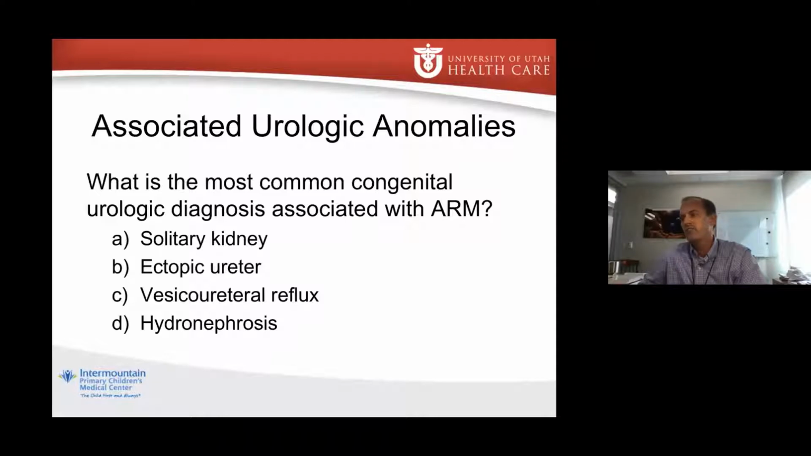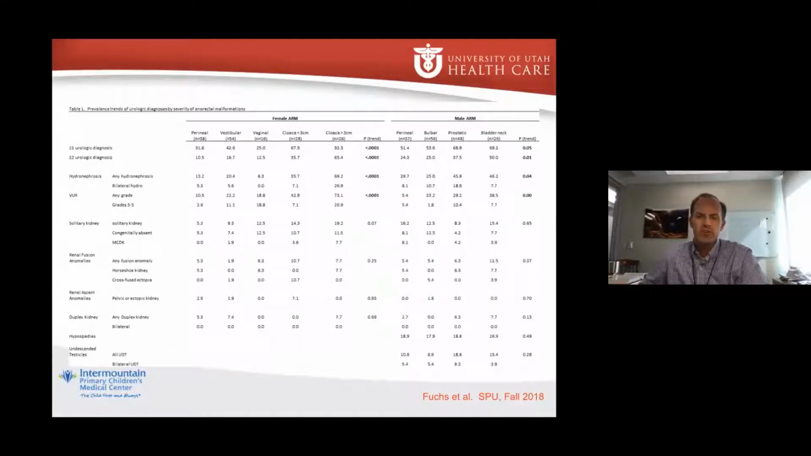Okay, so actually it's going to be hydronephrosis. If you think about it, common things being common, hydronephrosis is sort of the most common abnormality that you're going to find in any of these kids. This is some data that came from an SPU abstract that Molly Fuchs presented in 2018. I actually emailed her yesterday, and she has written a manuscript and submitted it, and now has like 700 patients.